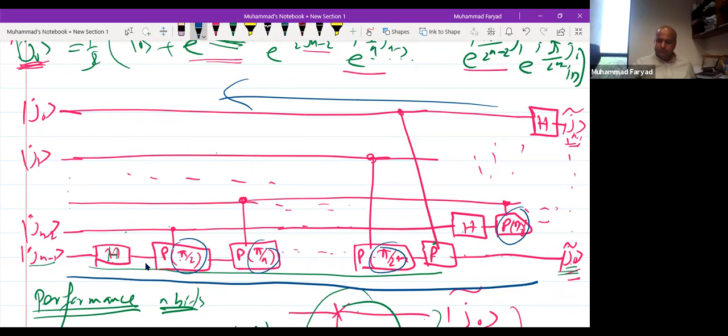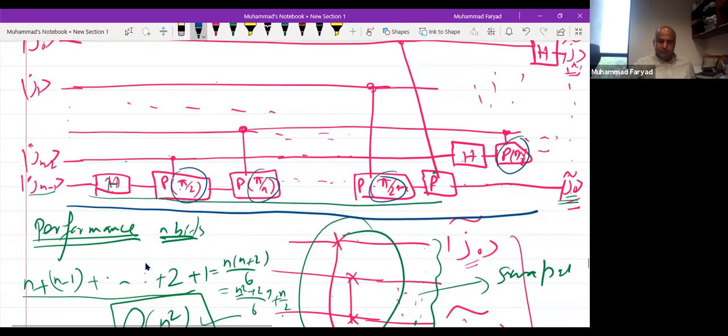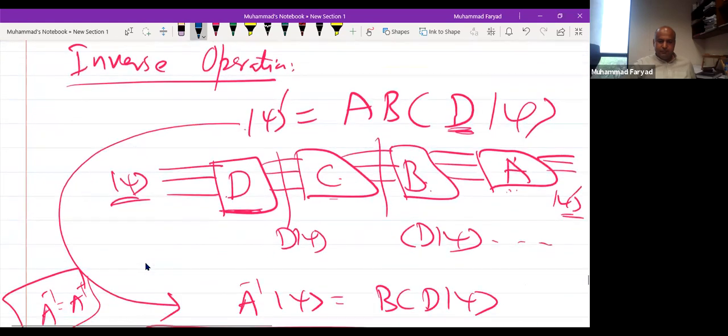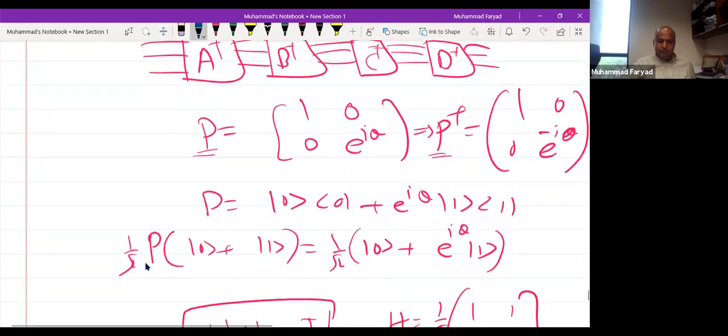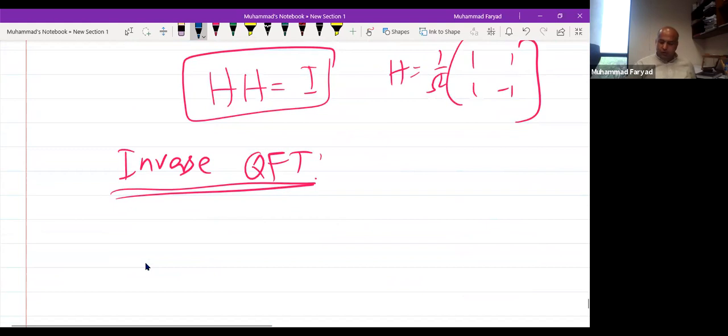Good. So let me stop sharing this and discuss the implementation on Qiskit.